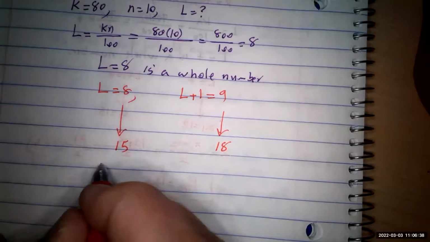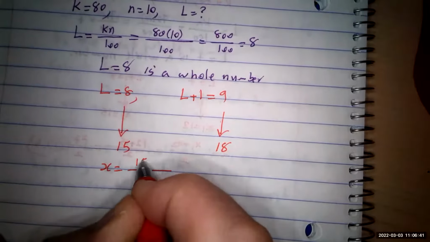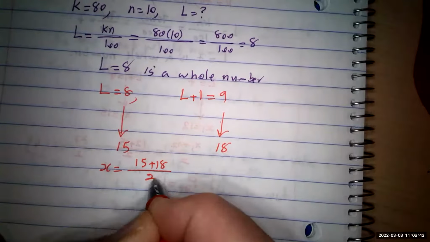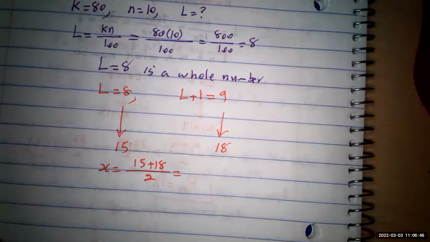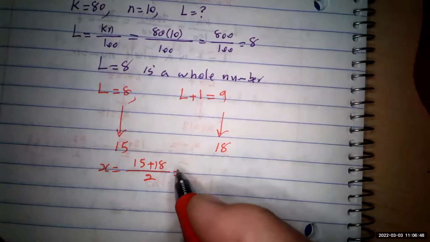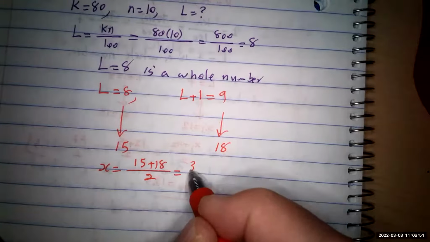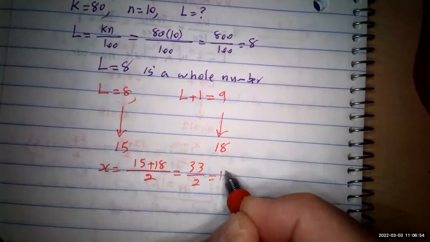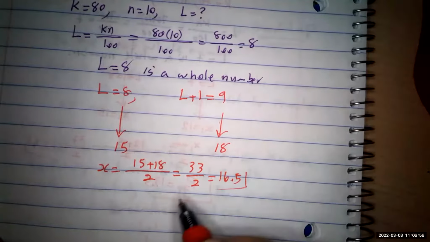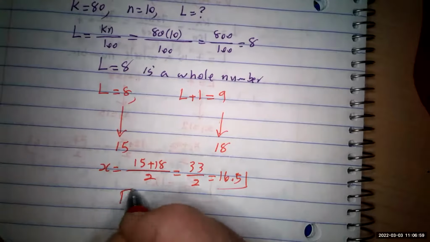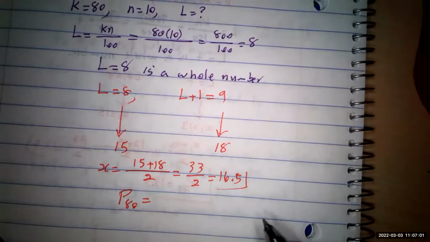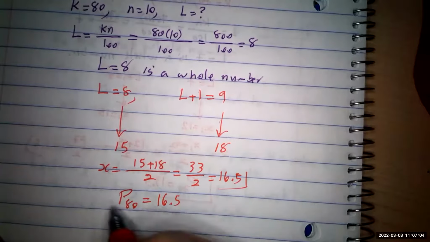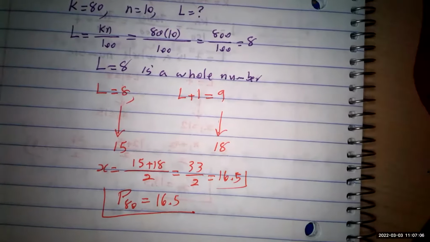So you are going to find X. X is equal to 15 plus 18 divided by 2. That will give us 33 over 2, which is 16.5. So P80 is going to be 16.5. It's not a difficult procedure really to get this number right away. Any question?